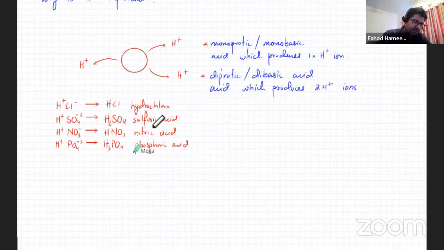Does anyone know what carbonic acid is? That's H+1 attached to a carbonate ion. And that's going to be H2CO3. Although that's inorganic, by the way. That's H2CO3, that's carbonic acid.